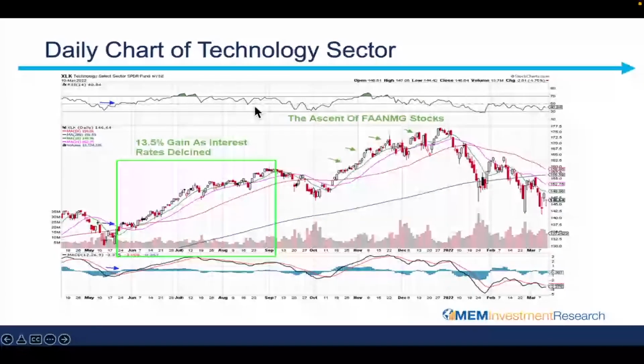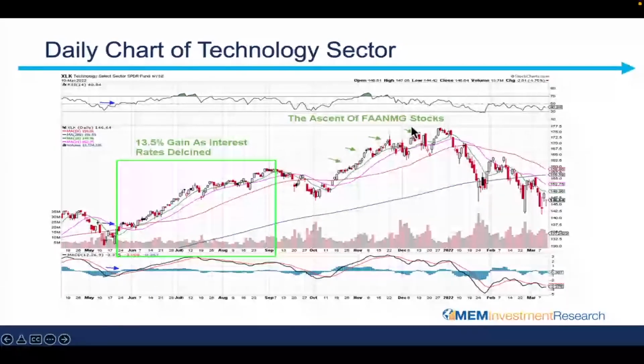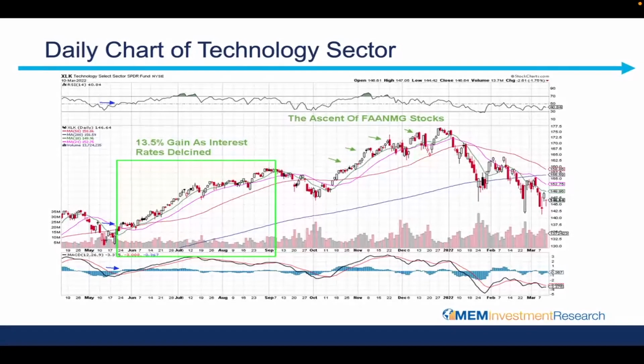Interest rates affect technology and other high growth areas as well, simply because their future earnings are going to be decreased as interest rates rise. In this other period here, the technology sector did advance despite a rise in interest rates. And really, it was all about the ascent of those FANG, those heavyweight stocks. And we're going to get more into that as we move forward.